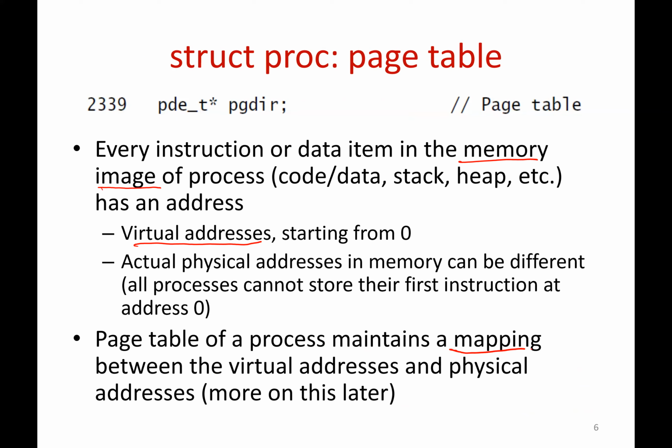So once again, all of these things, the kernel stack, the file descriptor array, the page table, we're going to see in more detail in subsequent lectures. This is just to introduce the concepts. These are all examples of state of a process that must be maintained by the OS, and all of these are put together in one data structure called the struct proc of a process.